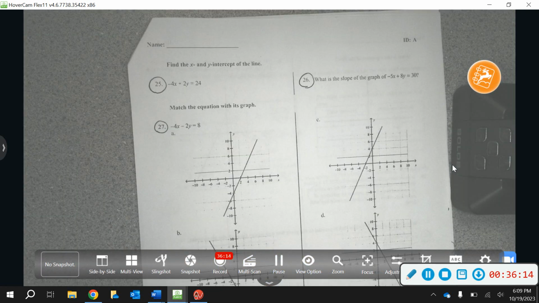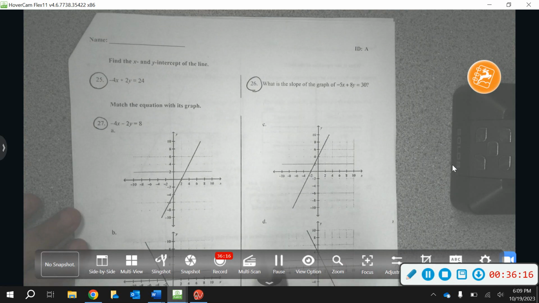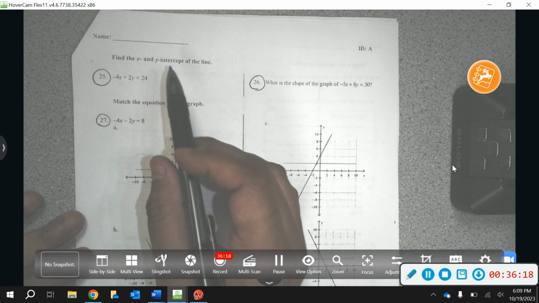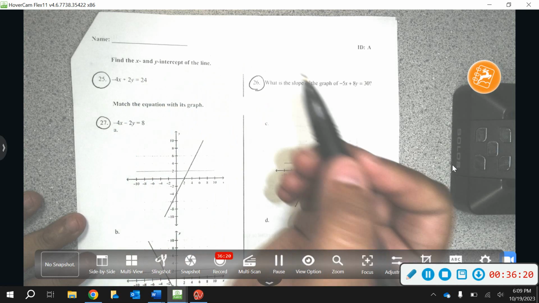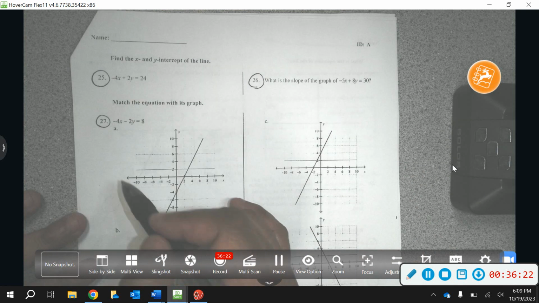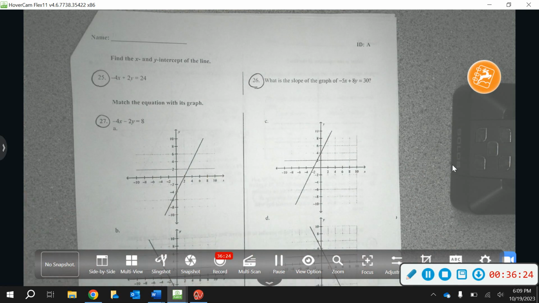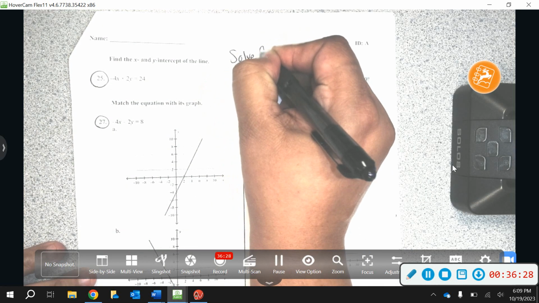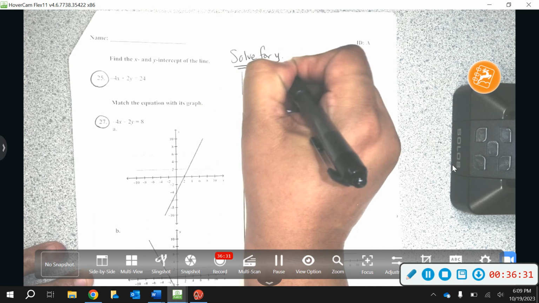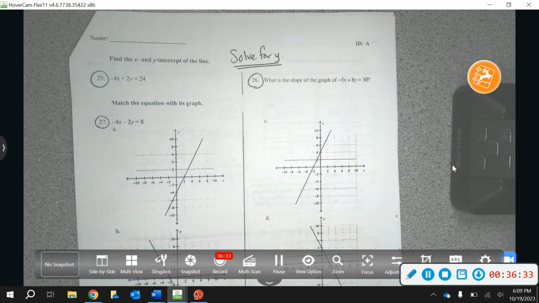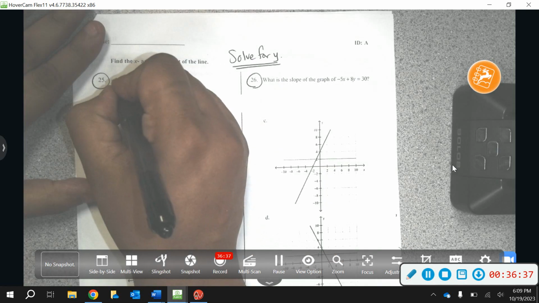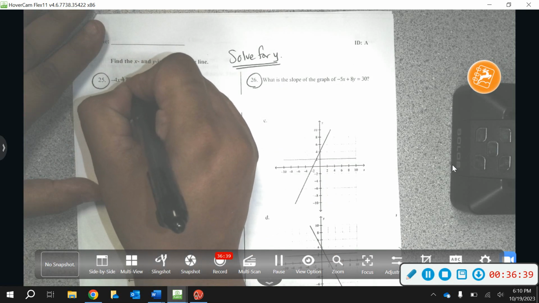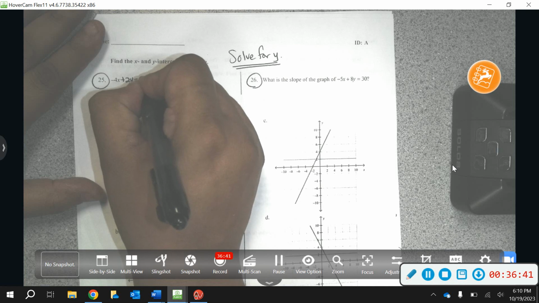All right, let's move on to the next section, and this is number 25. I need the x-intercept and the y-intercept. Now if you have a graph here, it's great, but if you don't have a graph, you have to do what? You have to solve for y. That is what you are doing, solving for y. So I have negative 4x plus 2y equals 24.